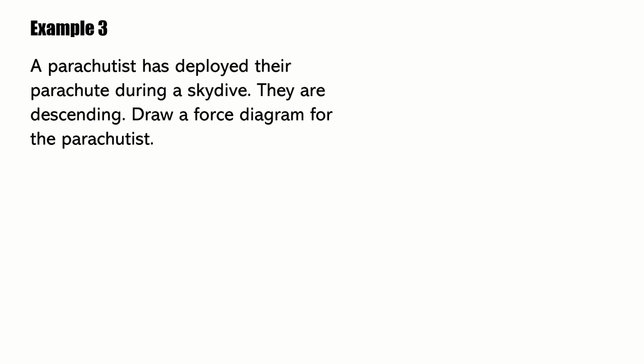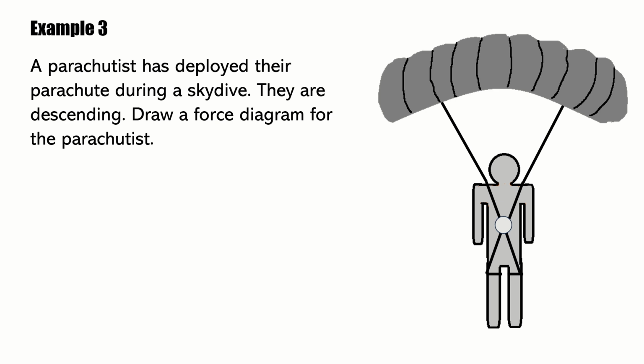And in fact, here's an example to illustrate this issue. We've got the scenario where we've got a parachutist that's deployed their parachute during a skydive. They're descending, which is basically a posh way of saying they're going down, and we need to draw a force diagram for the parachutist. For a start, here's a picture just so we can visualize what's going on. We've got the person attached to all the gear they need to have a parachute and the parachute itself.